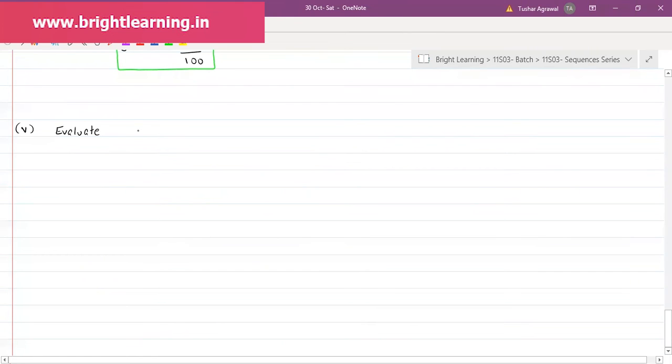Evaluate: 1 plus 4 upon 5 plus 7 upon 5 square plus 10 upon 5 cube plus so on and so on up to infinite terms.